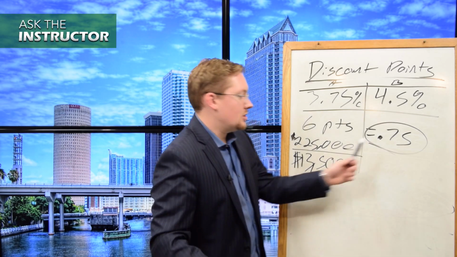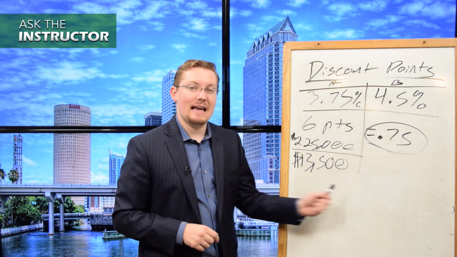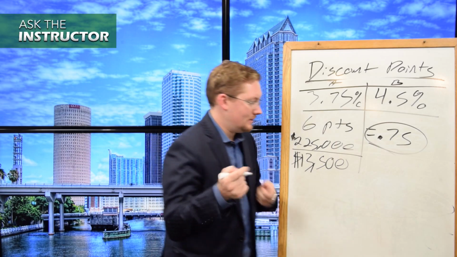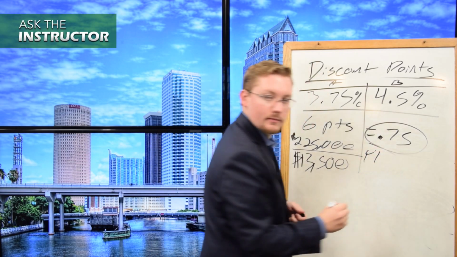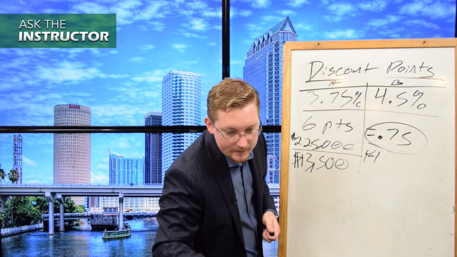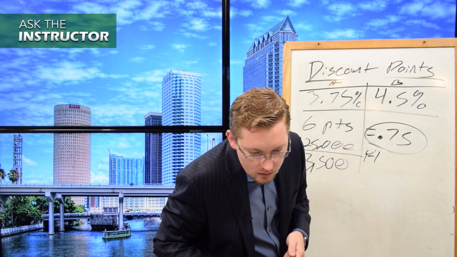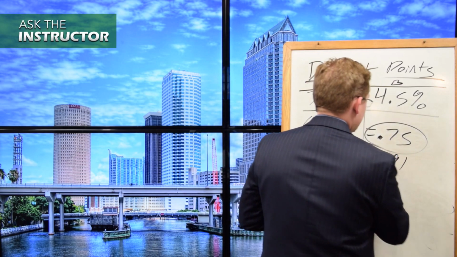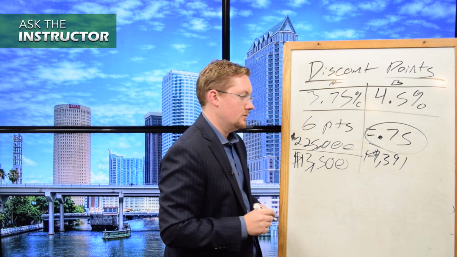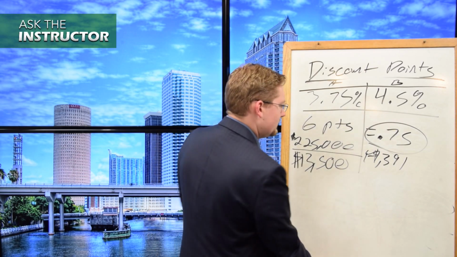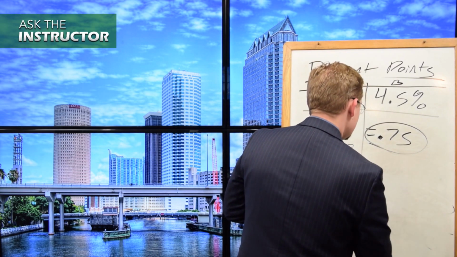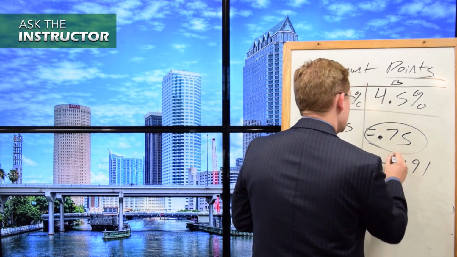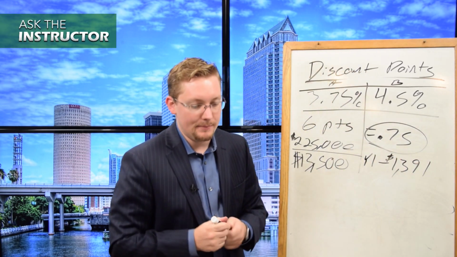So looking at the amortization schedule, by prepaying this $13,500, year one, 0.75% of interest ends up being $1,391. So we've got $1,391. Let me write that a little clearer so you guys can read it. So we have year one, $1,391.